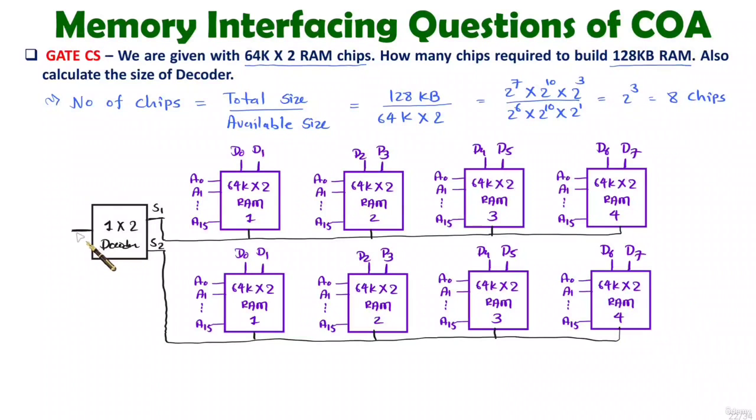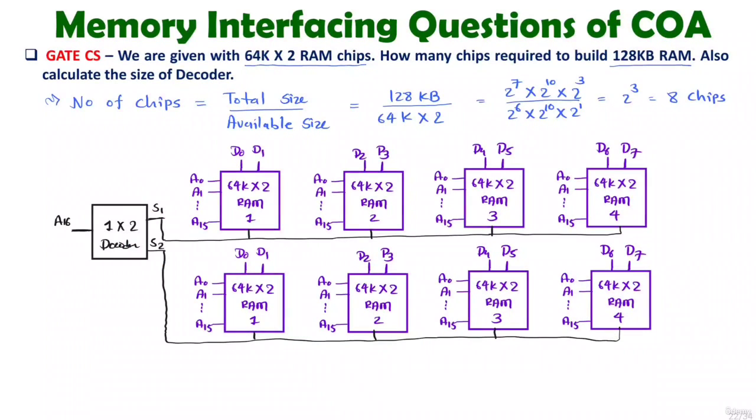And this line should be an address line only. You see 128 KB is the size which is required. So how many address lines should be there? 128 means 2 to the power 7, K means 2 to the power 10. So in total 2 to the power 17 means 17 address lines will be there. A0 to A15, which means 16 address lines, we have used with all the chips, and A16 we will be using for the decoder. So the size of the decoder over here will be 1 cross 2 only.